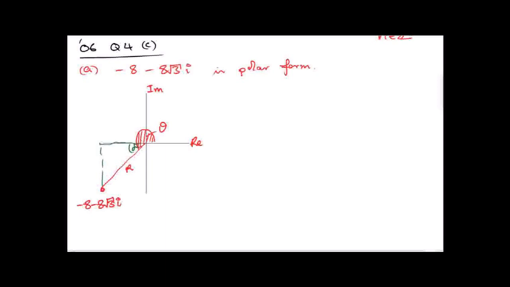Now, this complex number is minus 8 minus 8 root 3i. So I'm going to have to go back 8 and down 8 root 3. Okay, back 8, down 8 root 3. Now, tan of alpha is going to be opposite over adjacent, which is 8 root 3 divided by 8, which is root 3.